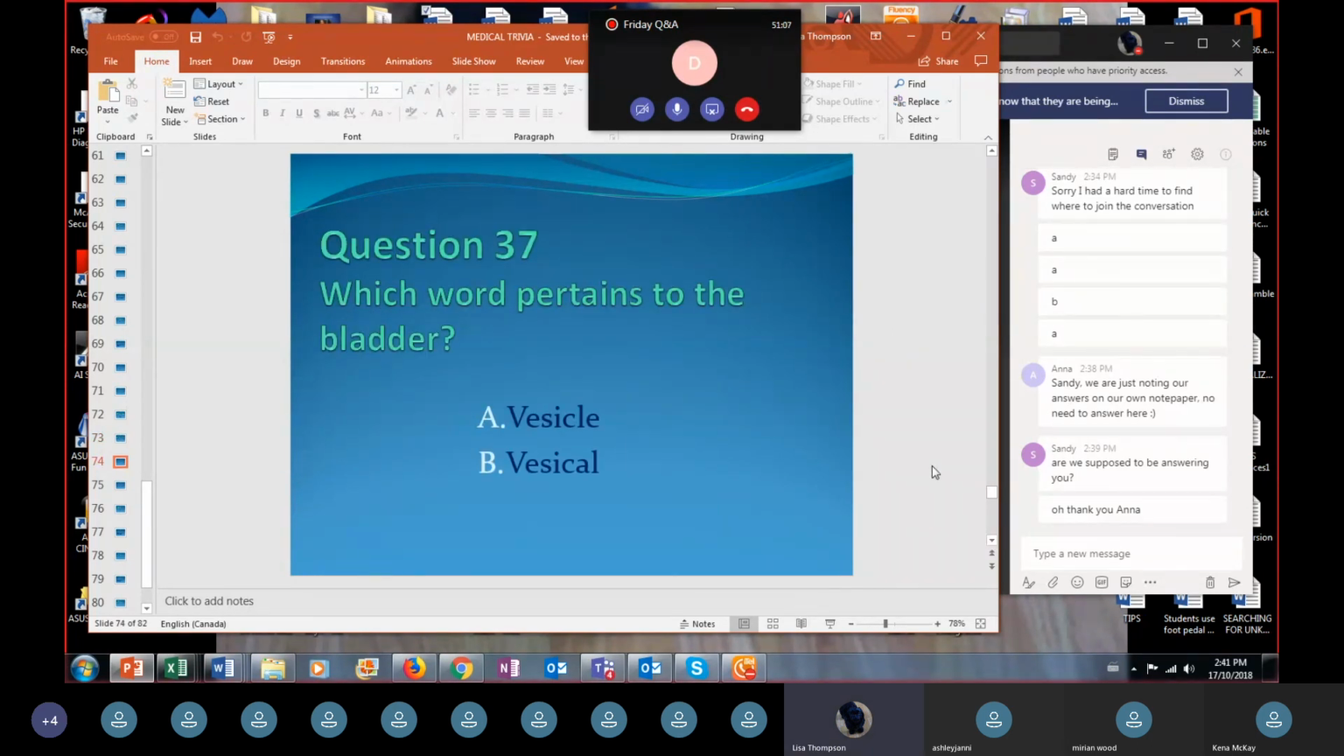Question 37. Which word pertains to the bladder? Is it A, vesicle, or B, vesical? Which word pertains to the bladder?